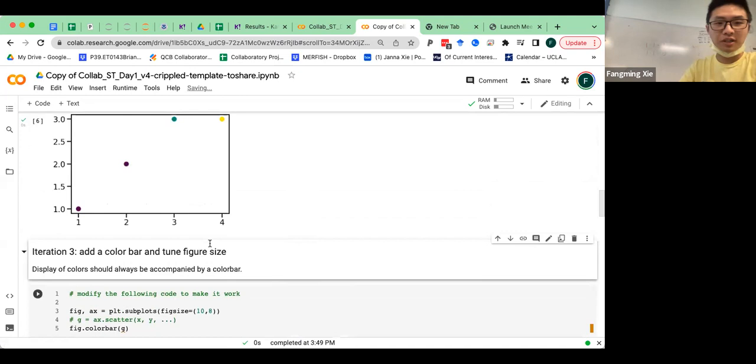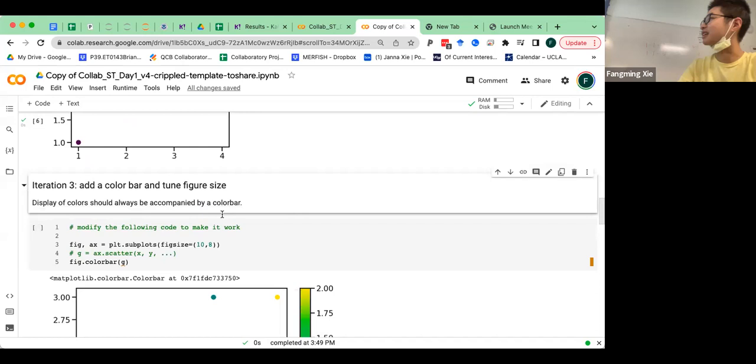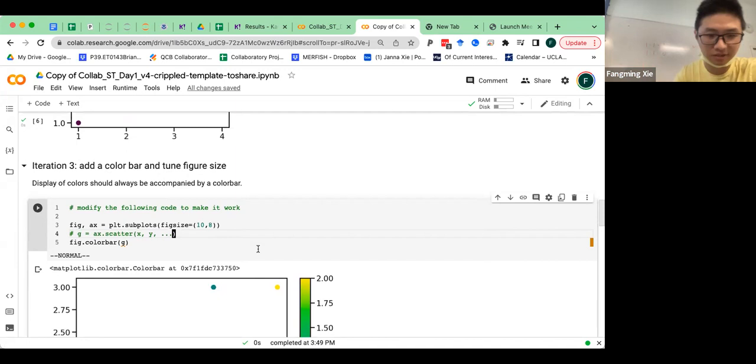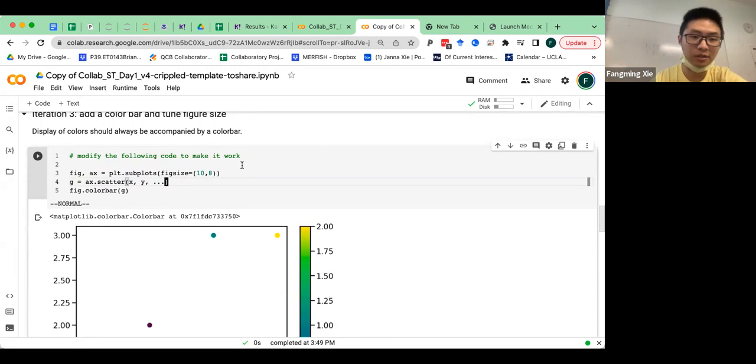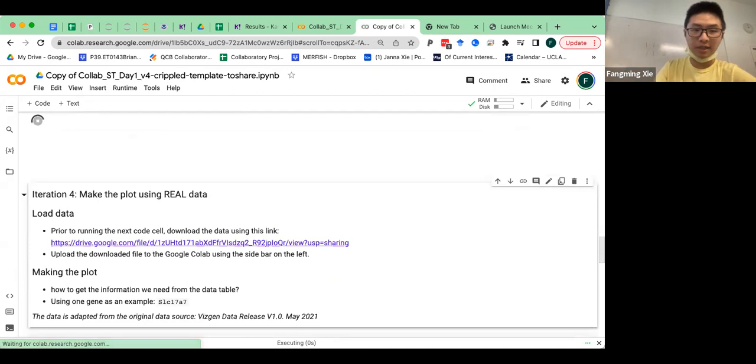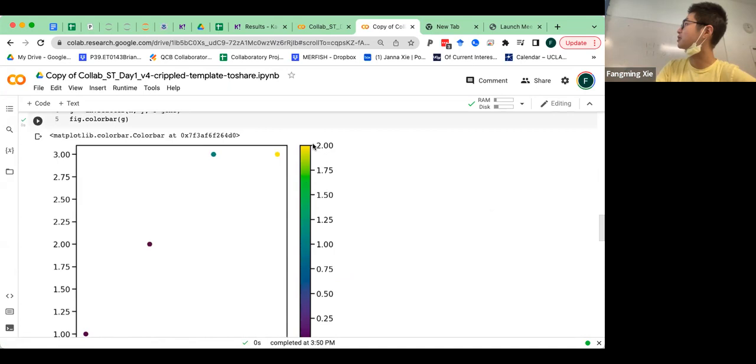Iteration three, so what does the color actually mean? Color should always be accompanied by a color bar. So we'll figure out how to add a color bar in this iteration. So how do we do that? I write it down, and also control some figure elements, the figure size. So you want to do scatter again, X, Y, and C equals gene. And you add a command called figure.colorbar, parenthesis G. G is the plot you just made. And then you have a color bar. Now you know this yellowish thing is 2. This blue is 0. That matches what our input was.